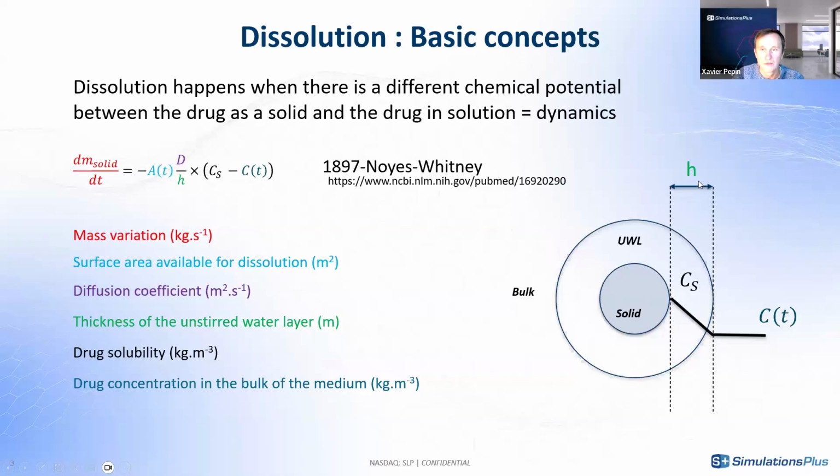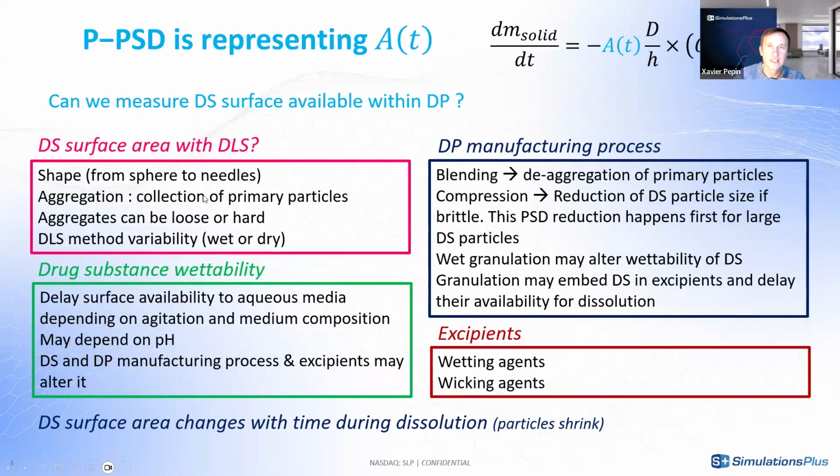solution. So the concept here introduces h, which is the thickness of the unstirred water layer surrounding a solid particle, and the bulk is defined at the end of h, going from the solid surface towards the bulk. At the beginning of dissolution, you have zero concentration. As you build up concentration of drug, you may reach saturation, so your concentration could stop the dissolution from happening. So the P-PSD is really about how we represent the surface area, which changes with time.